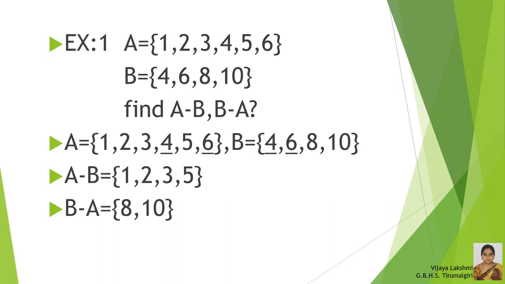Now A minus B is nothing but all the elements in A which are not underlined, that is 1, 2, 3 and 5. And similarly B minus A is nothing but all the elements in B which are not underlined. So that is 8, 10.